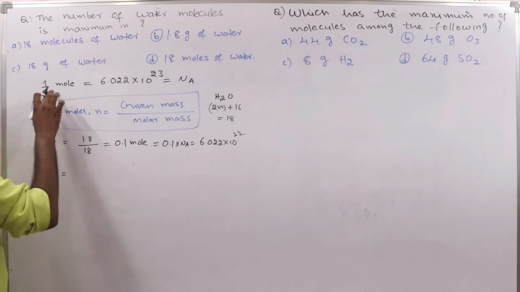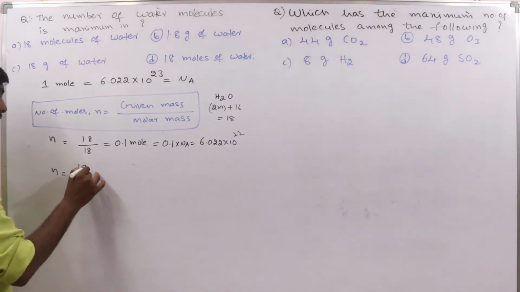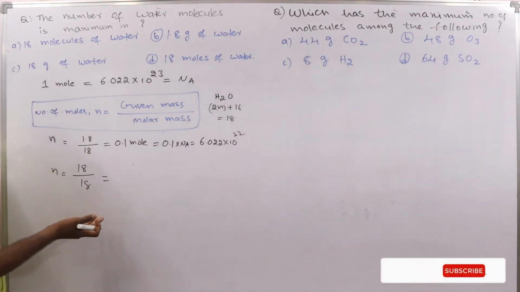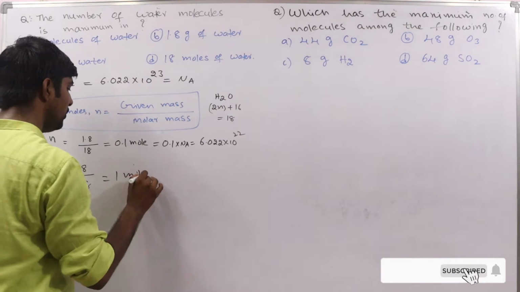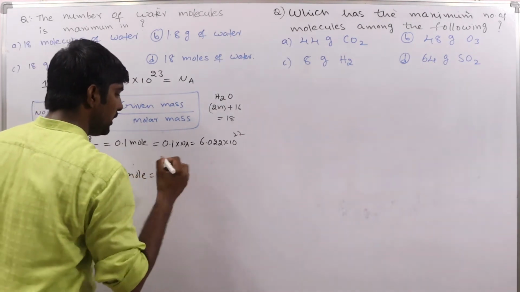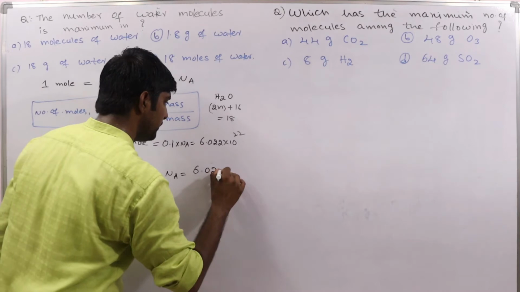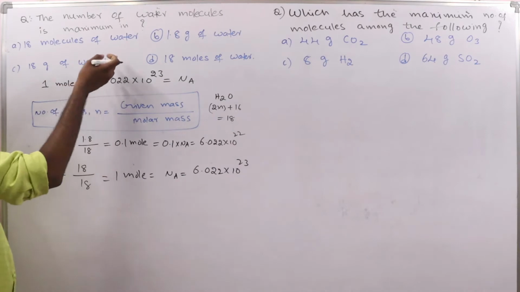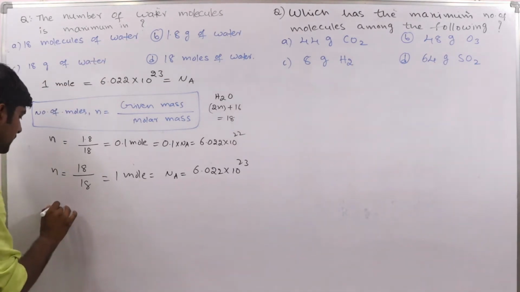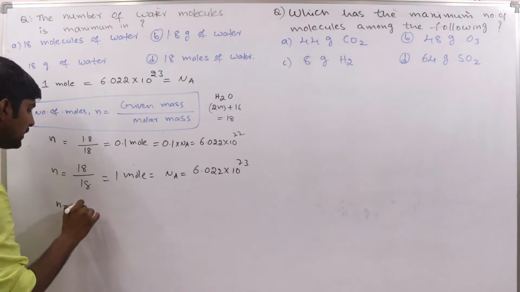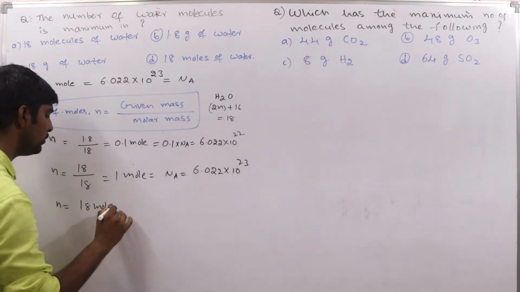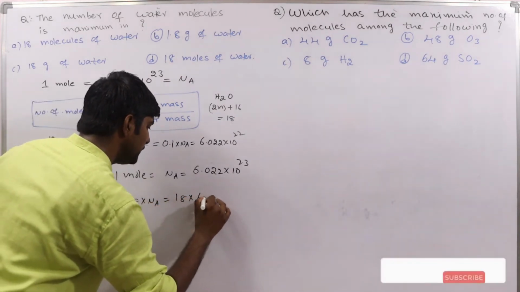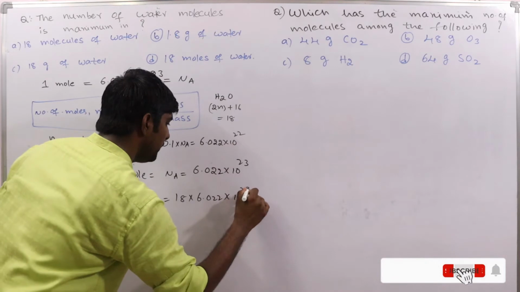Next, in the third option, 18 grams of water, that is nothing but 18 by 18. Given mass is 18 gram, molar mass is 18. So here we get 1 mole, that is equal to Avogadro number of water molecules. That is 6.022 into 10 power 23 water molecules present in 18 grams of water. Next, the last one is directly given: 18 moles of water. That is nothing but 18 into Avogadro number, so 18 into 6.022 into 10 power 23.